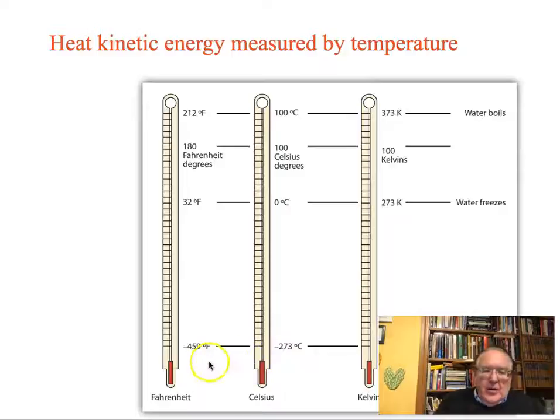Well, you notice on the Fahrenheit and Celsius scales, very down at the bottom, they become negative degrees. Well, kinetic energy can never be negative. So the Kelvin scale pegs zero kinetic energy at 0 Kelvin, and that's given the name absolute zero. You can never go lower than that in temperature. And then water freezes at 273 Kelvin and boils at 373 Kelvin. So this is the physical scale.